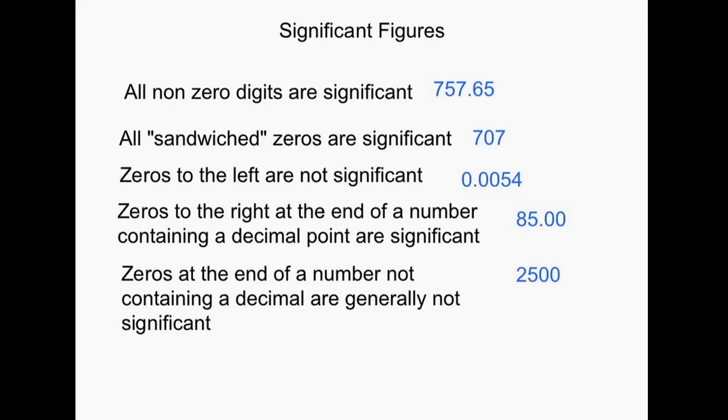In this example, zeros to the right and at the end of the number are significant. So in this example, there are 4 sig figs. The 8 and the 5 count, and these 2 zeros count also, for a total of 4.